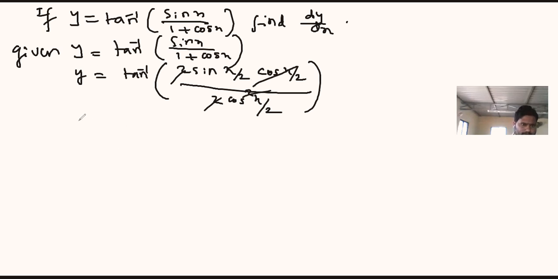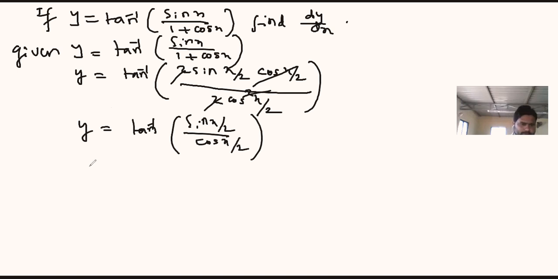So now y is equal to tan inverse of sin x by 2 divided by cos x by 2. So y is equal to tan inverse of sin x by 2 by cos x by 2, which is tan x by 2. Then tan inverse tan gets cancelled, so y is equal to x by 2. Now it is in its simplest form.